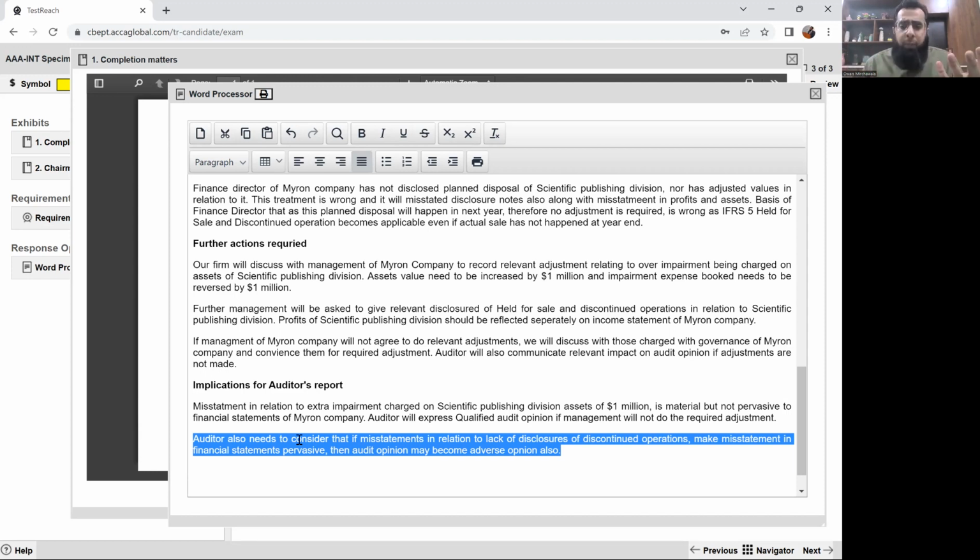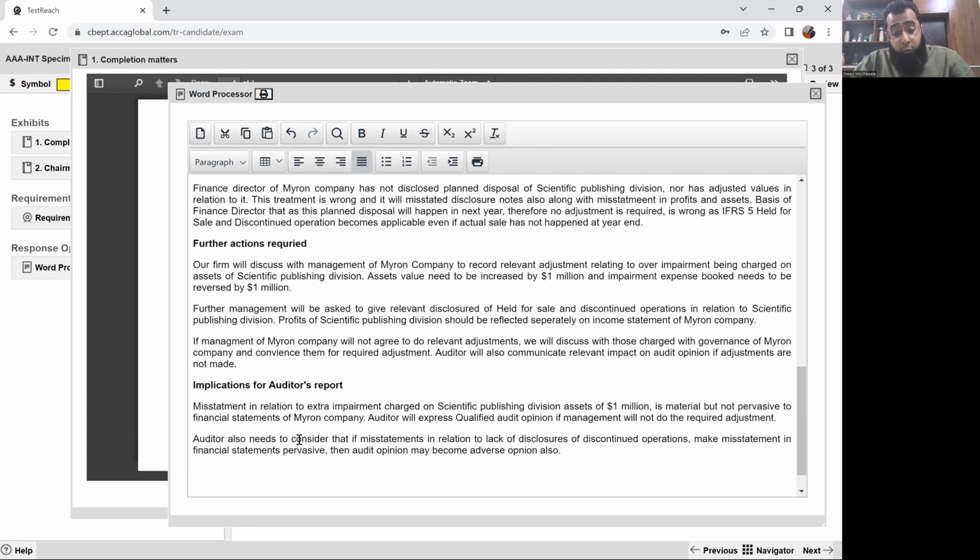But normally in our examination, we consider that if something is creating misstatement of like 40-50%, we think that, okay, it is becoming pervasive. But since it is an issue relating to disclosure, we cannot quantify this thing. We will leave it on the discretion of the auditor. It is very important to highlight that it will be on the auditor's judgment that if he thinks the misstatement is pervasive, then he can go for adverse opinion also.